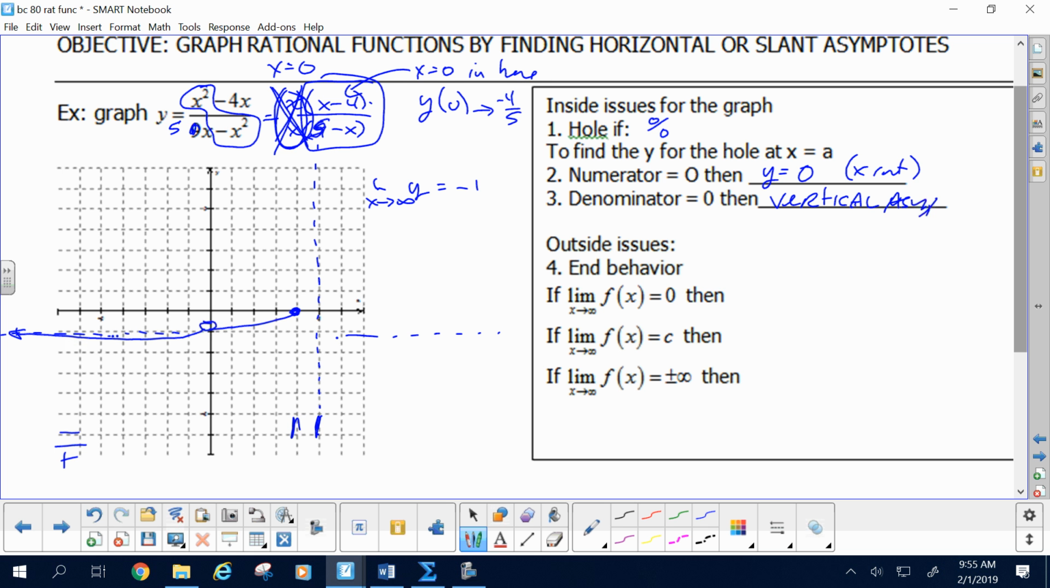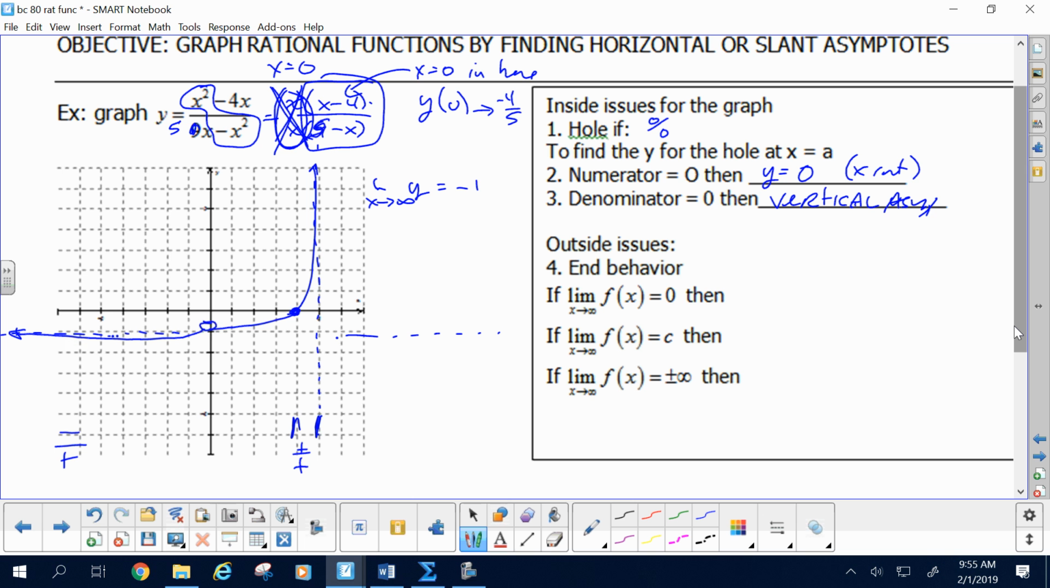Say I use 4.5. What's the top now? At 4.5, positive over 5 minus 4.5, which is positive. So I'm looking at y's that are positive. So what's it going to do between 4 and 5? Curl up and follow the vertical asymptote, yeah? Vertical asymptote's not there for goodness sake, it's there to be followed.